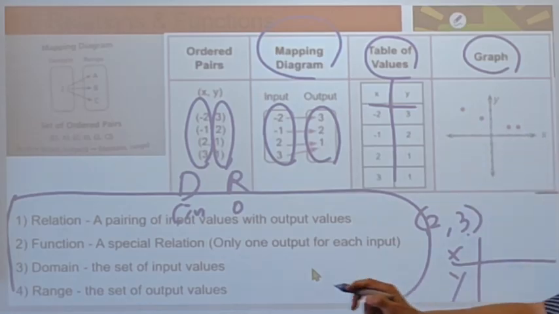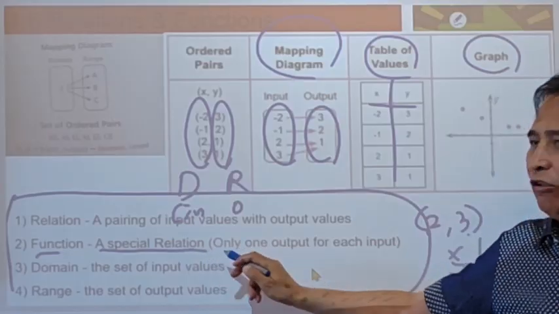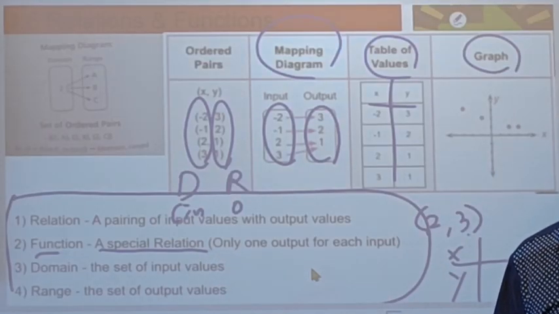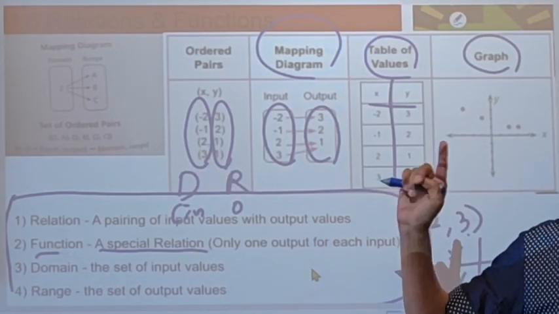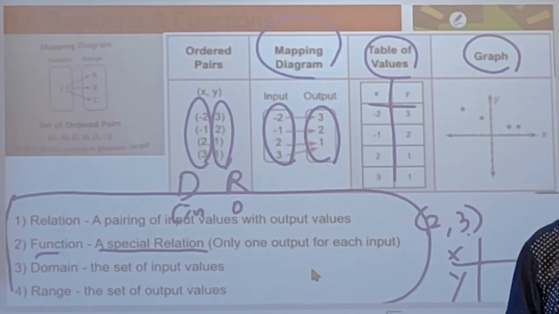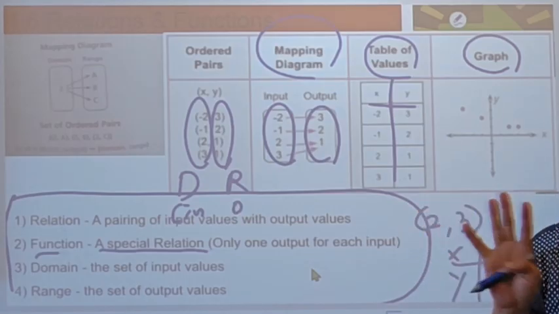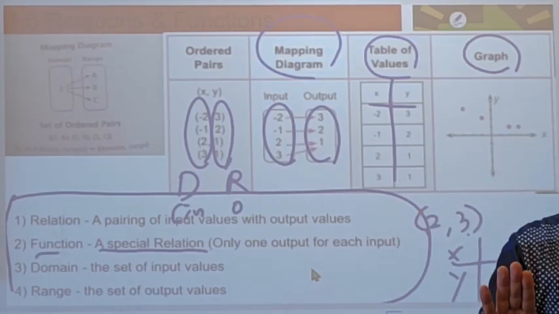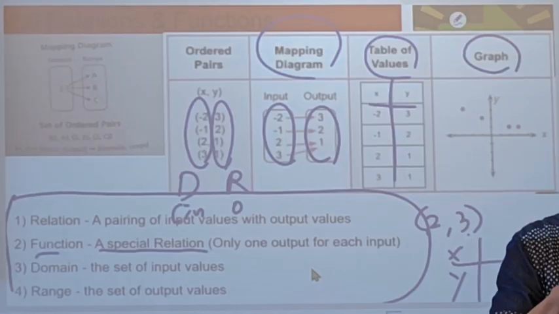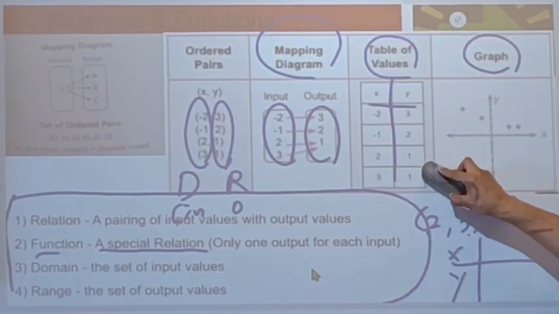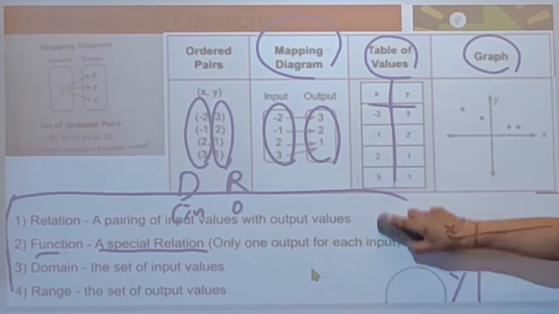But a function is a special relation. In order to be a function, the relation must satisfy one condition. The output doesn't matter, but an input should have only one output. Everybody got it? That means x cannot have two y's.